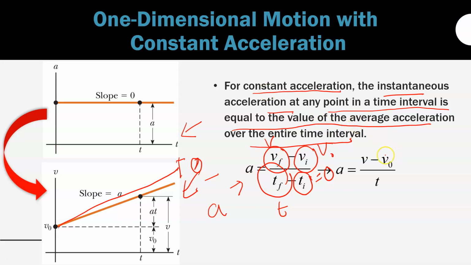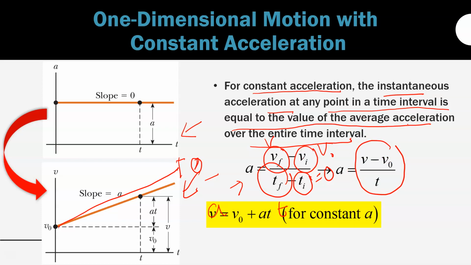So our equations will become like this. And by rearranging these equations, we will get the first equation of kinematics, which is v, the final velocity, is equal to the initial velocity plus the acceleration times the time. So this equation states that the acceleration steadily changes the initial velocity by an amount of at.